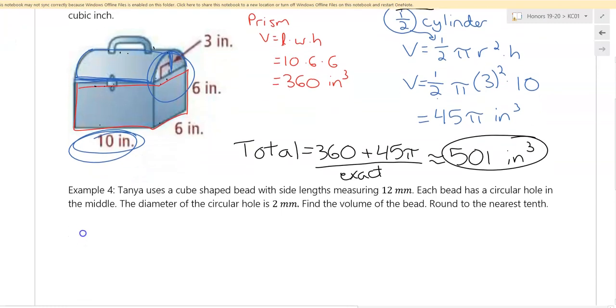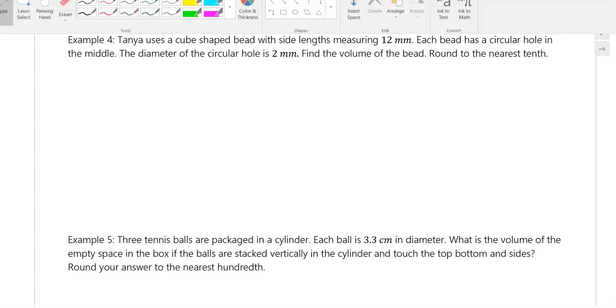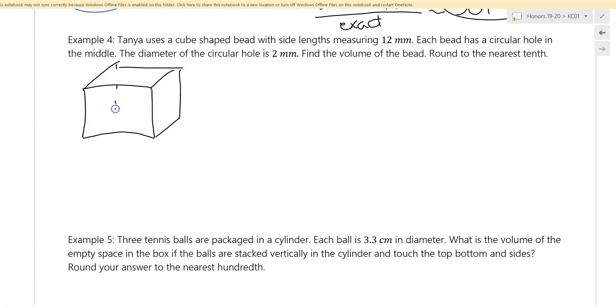All right, example 4. Tanya uses a cube-shaped bead with side lengths measuring 12 millimeters. Let's draw it. Here's my cube bead. Lovely picture there. It's got some dotted lines going there. Perfect, I think a perfect drawing of a cube.